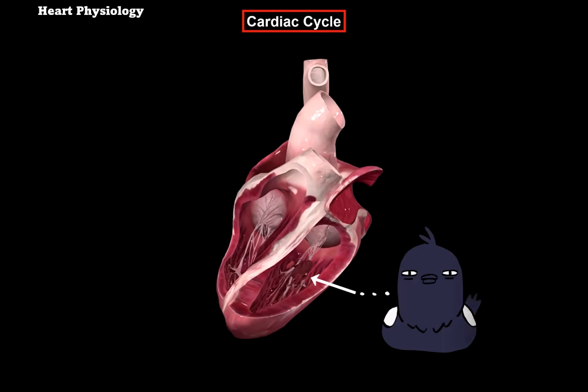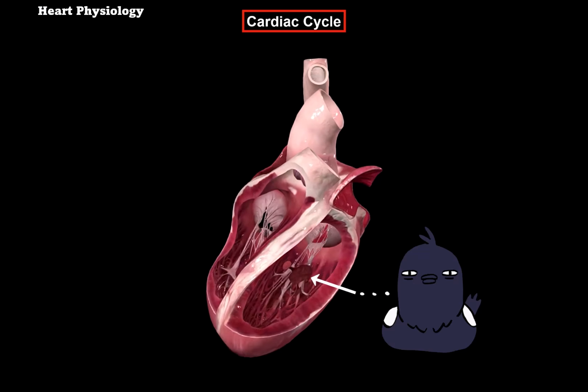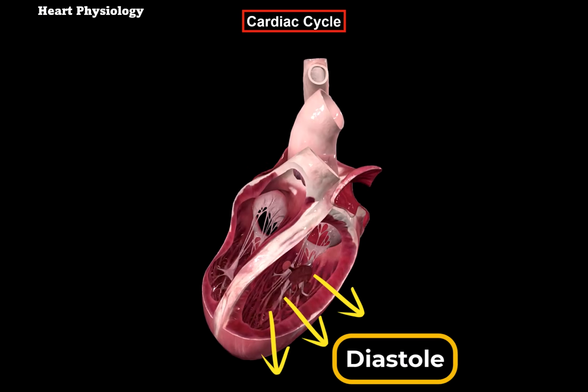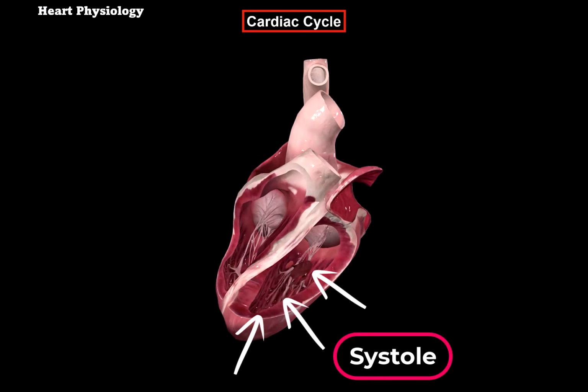And if you just stare at this heart and focus on one chamber, you will notice that one cardiac cycle consists of 2 periods. One during which the heart muscle relaxes and refills with blood, called diastole, followed by a period of contraction and pumping of blood, called systole.